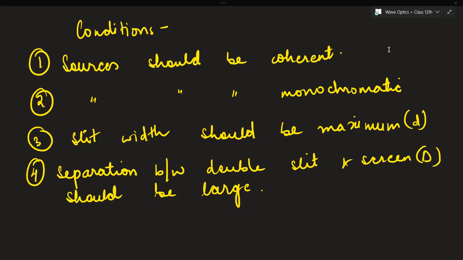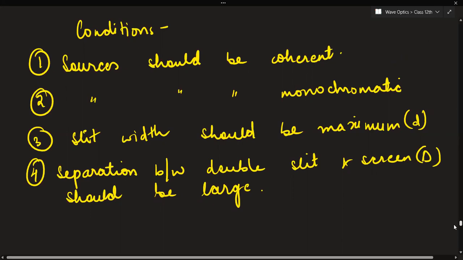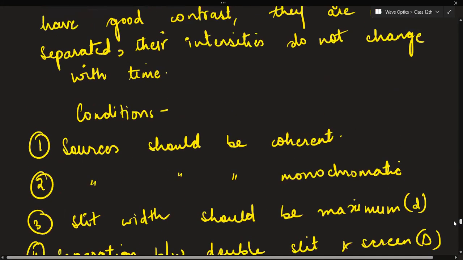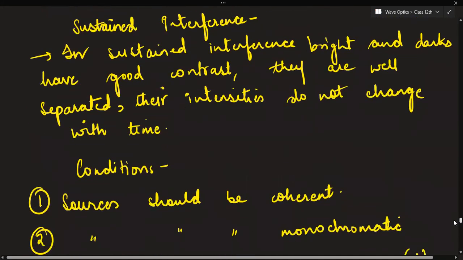Then you have monochromatic sources, meaning light from a single source should come. It shouldn't be white light. When it is white light, I'll tell you about interference with white light separately. And slit width, small d, should be small, and the separation between slit and screen, that is capital D, should be large. Sustained interference usually does not come in your exam, but by chance, if it comes, just this definition with these 4 conditions will be enough. Okay, note down this part. Then another small topic like this, if it is white light, then what will we do? That is left.